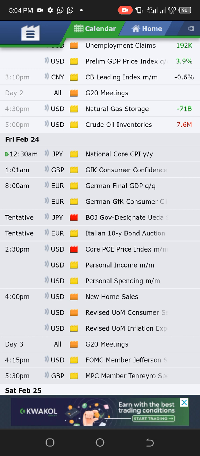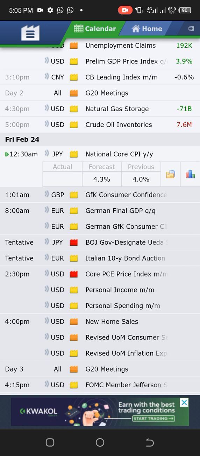So let's take for instance the national core CPI for the Japanese yen, 12:30 on Friday. Some of us might not know what they are talking about. Okay, national core CPI, what does it mean? All you have to do is click on it. By the time you click on it, you can now see previous, forecast, actual. By the side you also see a folder before you see the chart. So actual, forecast, previous, then you see a folder and the chart. You click on the folder if you want to know more about the national core CPI.